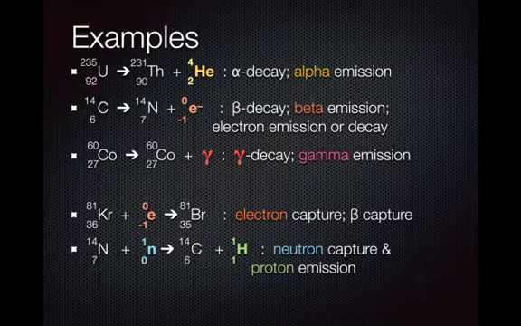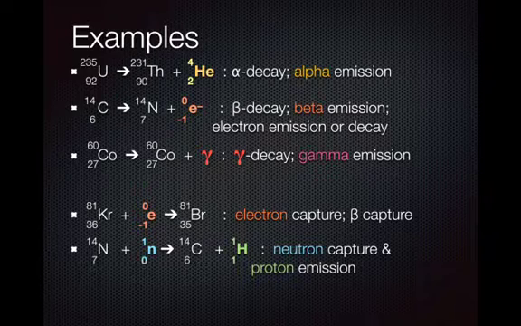So here are some color-coded examples. Here at the top, we have an alpha particle, that's the helium nucleus, and it's on the product side, so we say alpha decay. The next one down, the slightly orange, is a beta particle, that's the energetic electron, and we say beta decay and beta emission. The term electron emission is often used, so you need to be aware that that might happen, and then there's a gamma, that's the same.